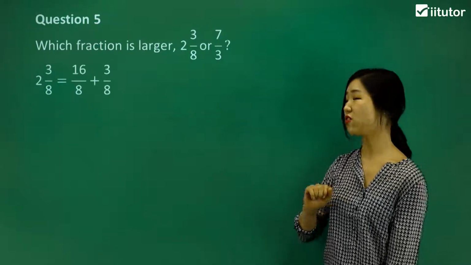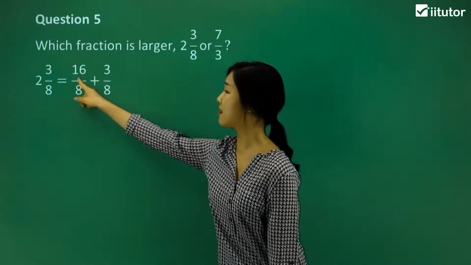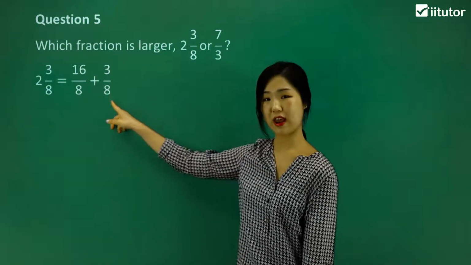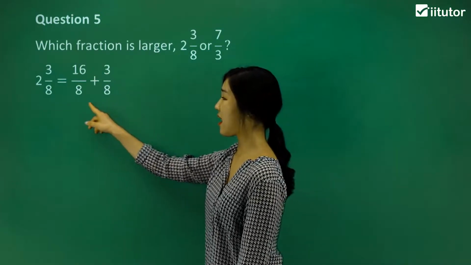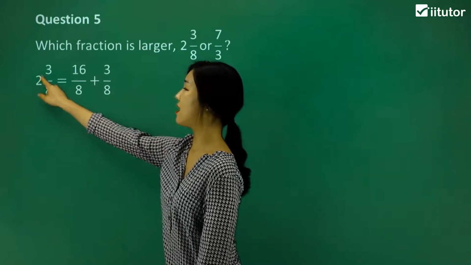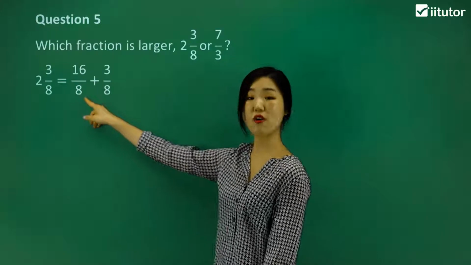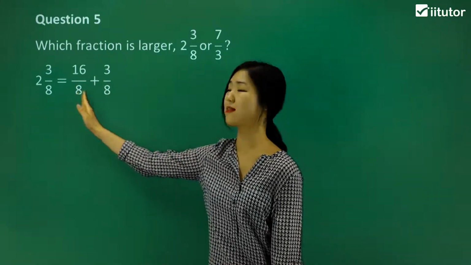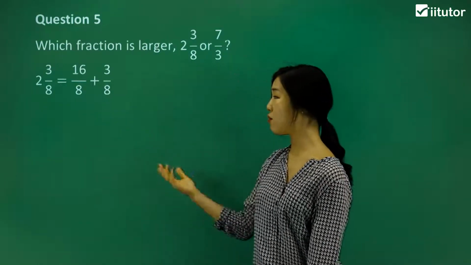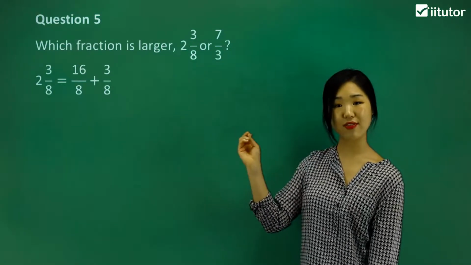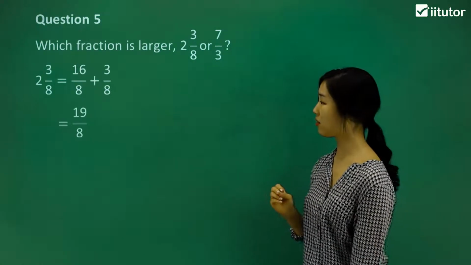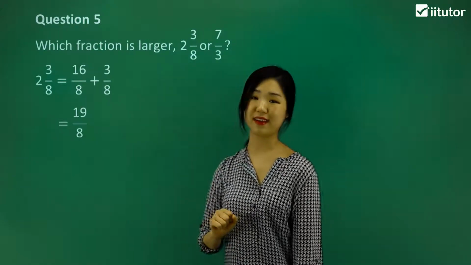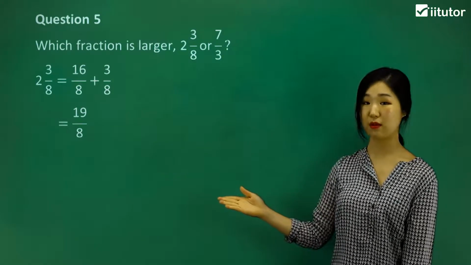2 3/8, we can change it. We can separate it like this: 16 on 8 plus 3 on 8. Yes? Because 16 on 8 comes from the 2. The 2 here is exactly the same as 16/8 because 16 divided by 8 is 2. That's what I did because I want to make the same denominator. So now that we've made the same denominator, we can add the numerators together, 16 plus 3, which simply becomes 19. And now it's not a mixed numeral anymore.